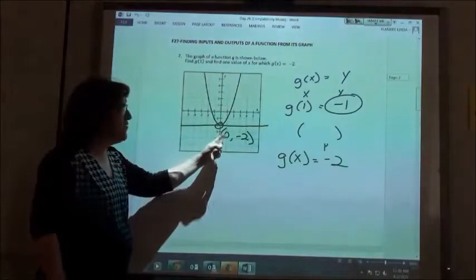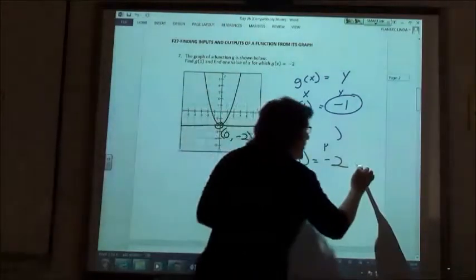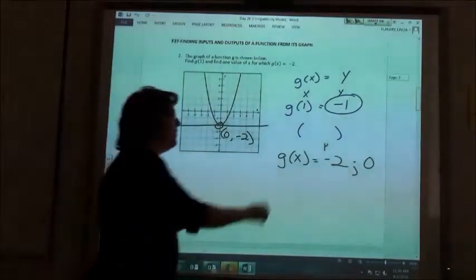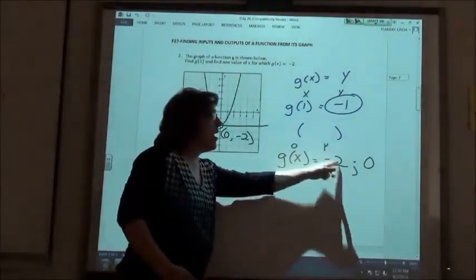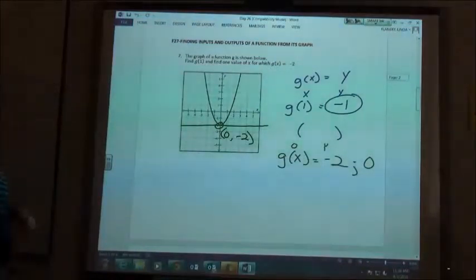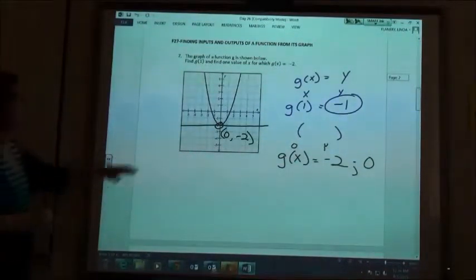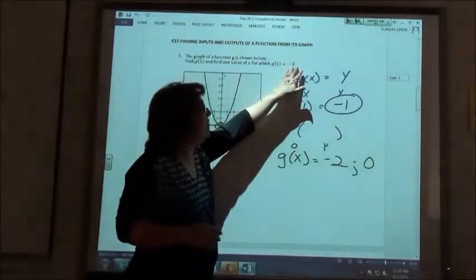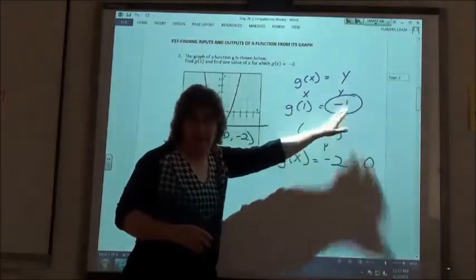So the x value that goes with that, they're going to have something like this, and you're going to put 0 in there. If x is 0, then y is negative 2. So in functional notation, the numbers inside the parentheses, that's the x value. If it's after the equal sign, that's the y value.